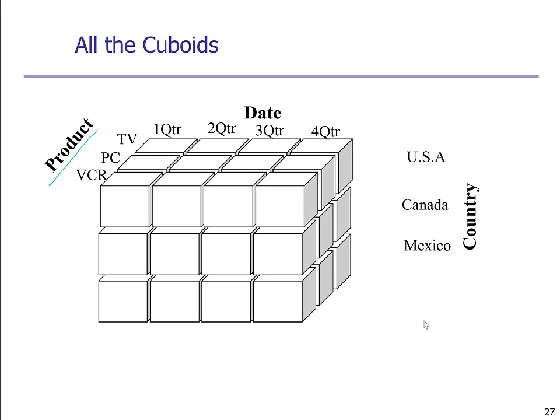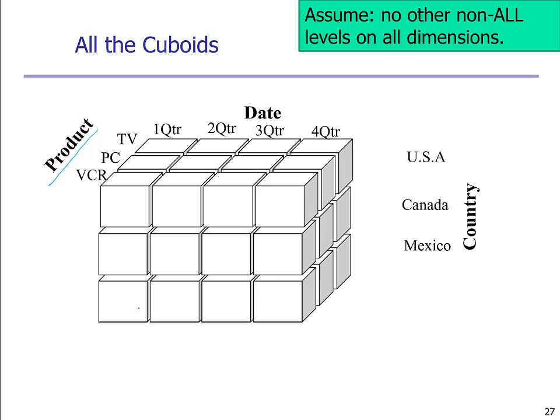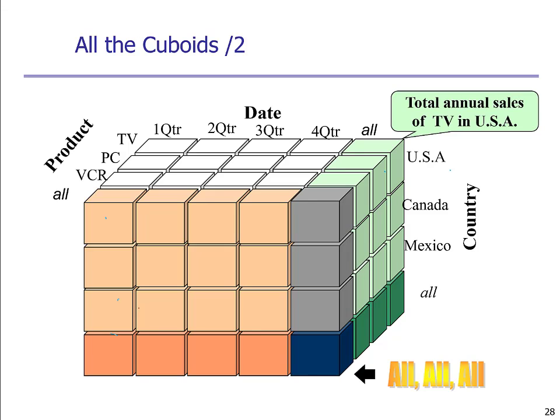Say for product, date, and country, these 3 dimensions all have only 2 levels, right? So apart from the detailed products, it's all. And apart from quarters, it's all. And apart from countries, it's all. Okay. Then this cuboid is the original, very detailed cuboid. And what we are going to do is expand this 3D cuboid. So how many new cuboids are we going to generate?